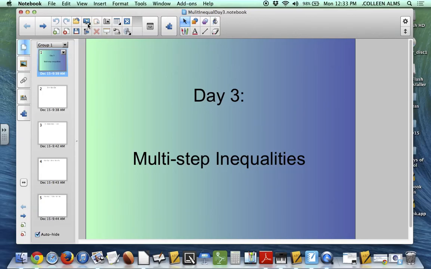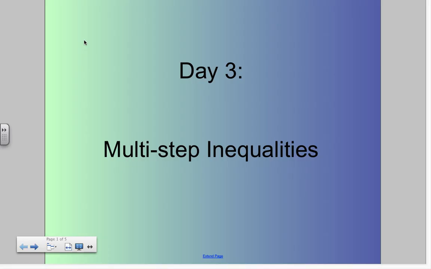Some good news for everyone: this is day 3 of multi-step inequalities. If you look at all the different examples of the problems, I give you 4 different problems on your notes and your slides. To be honest, all of these you've probably solved before, but they were equations.